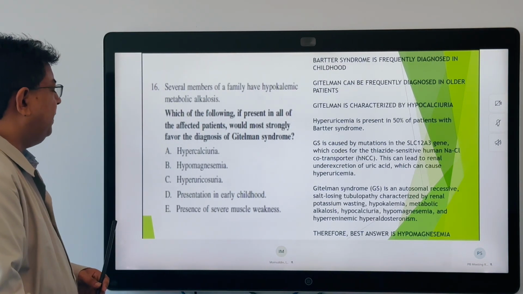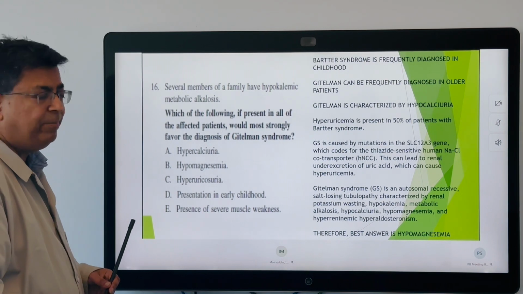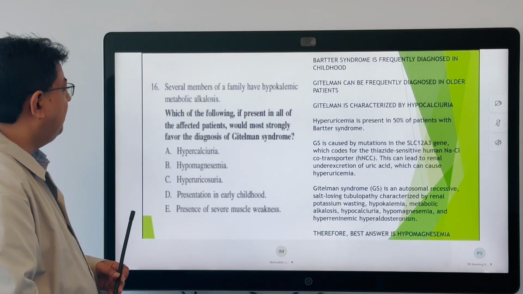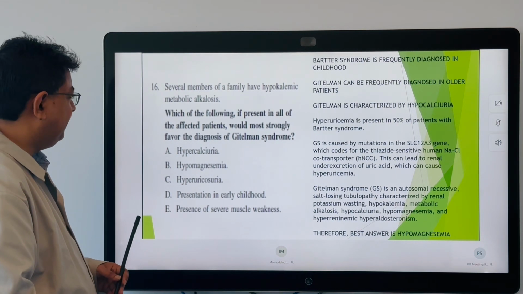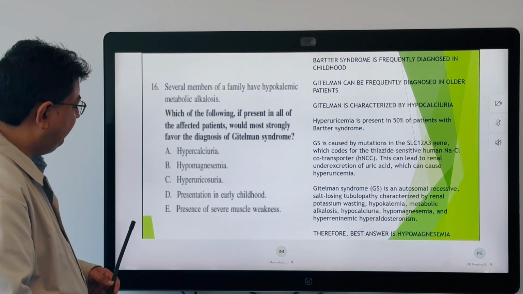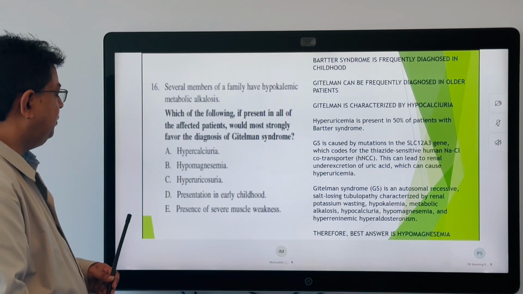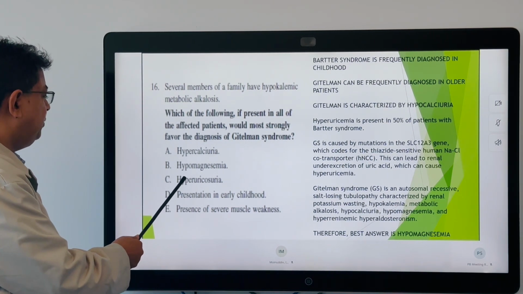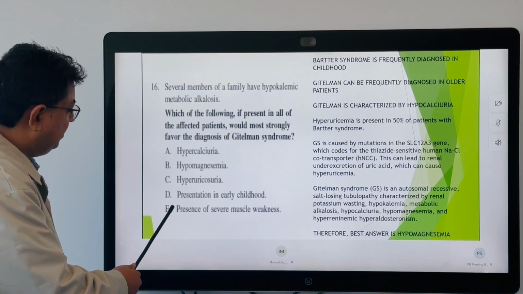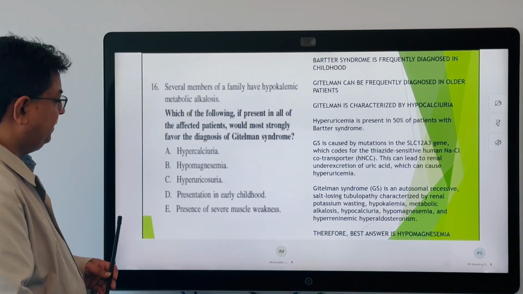Let's do a quick question. Several members of a family have hypokalemic metabolic alkalosis. Which of the following, if present in all of the affected patients, would most strongly favor the diagnosis of Gitelman syndrome? Hypercalciuria, hypomagnesemia, hyperuricemia, presentation in early childhood, or presence of severe muscle weakness.